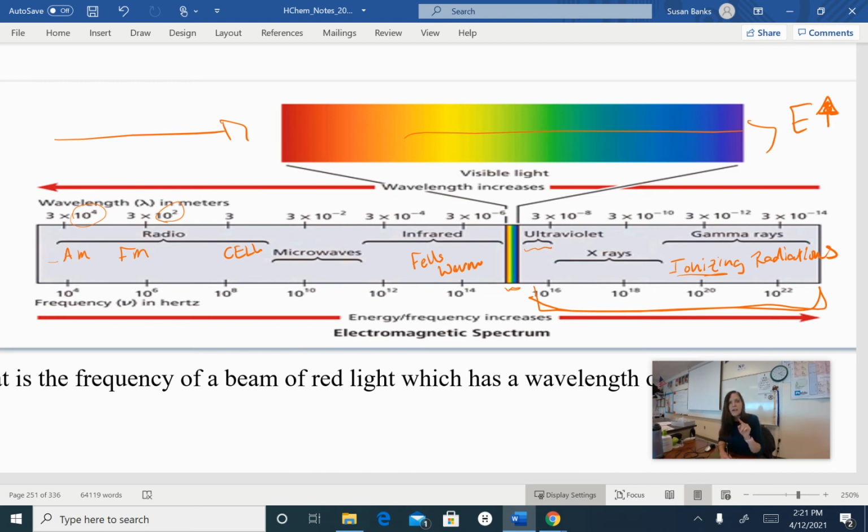So if we have a random UV or a random X-ray or random gamma ray coming from the sun or a radioactive whatever, we can have an electron be knocked off of one of the atoms in our cells.